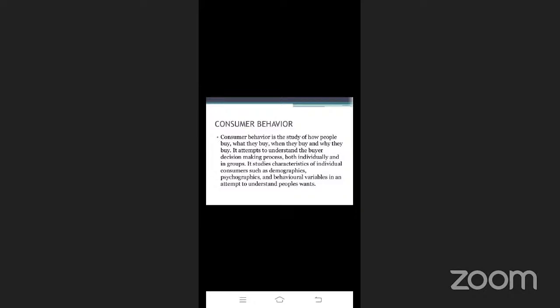In summer, the sales of ice creams are higher. Then in winter we prefer to buy woolen clothes. So in which season the customers actually need the product, that we also come to know from consumer behavior.